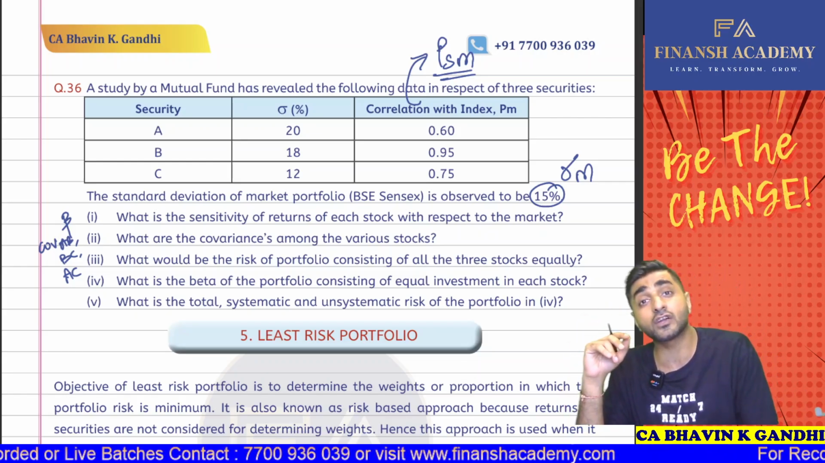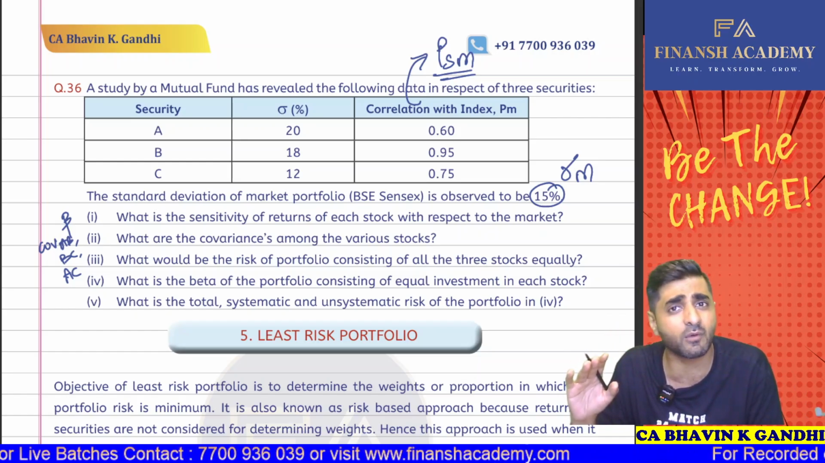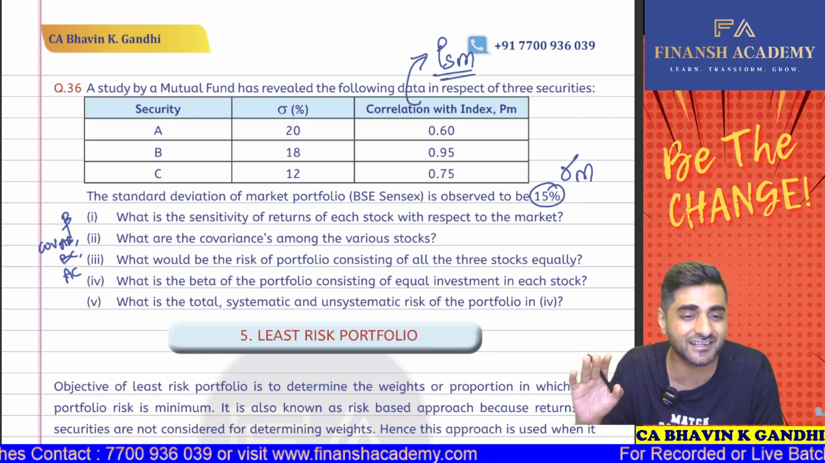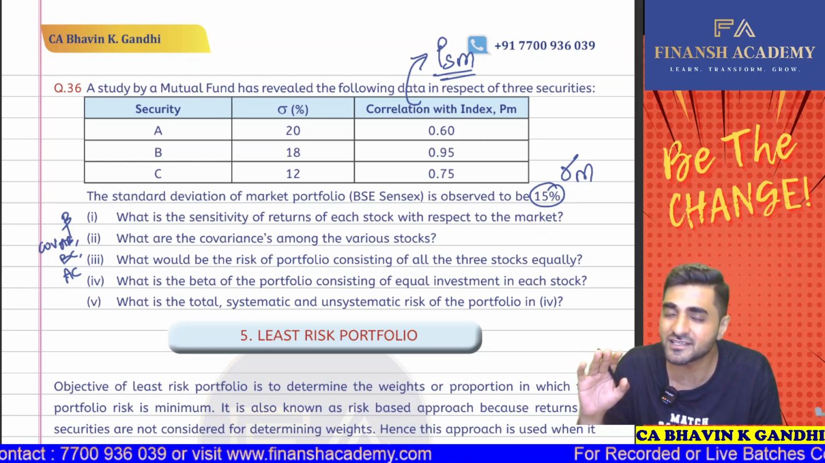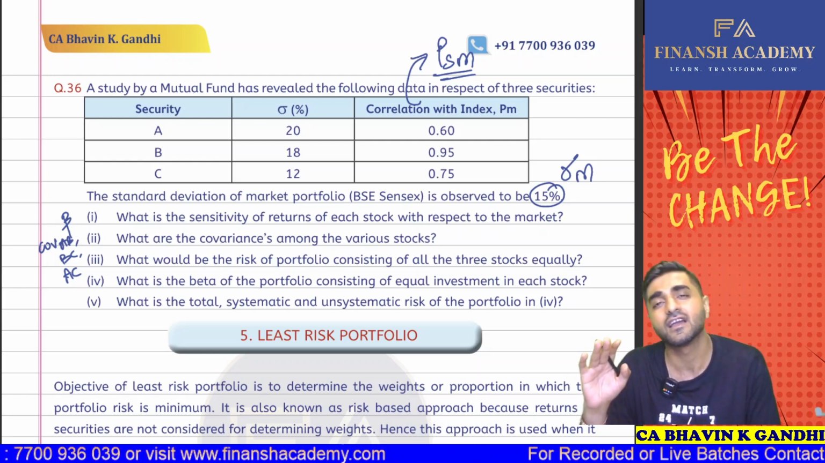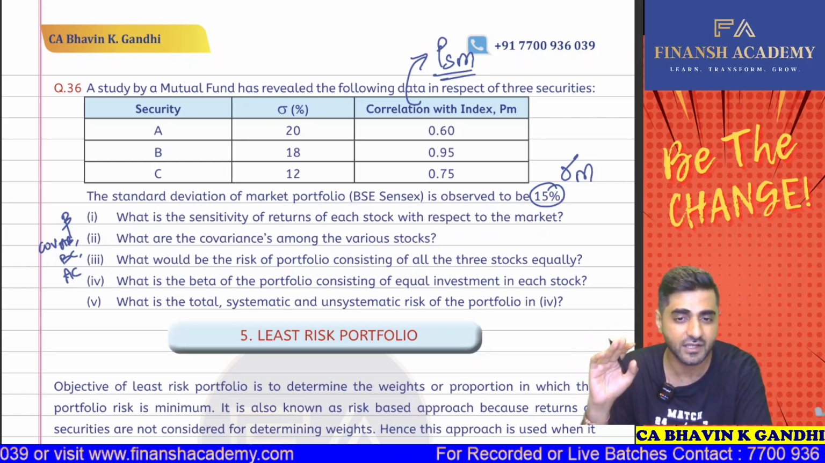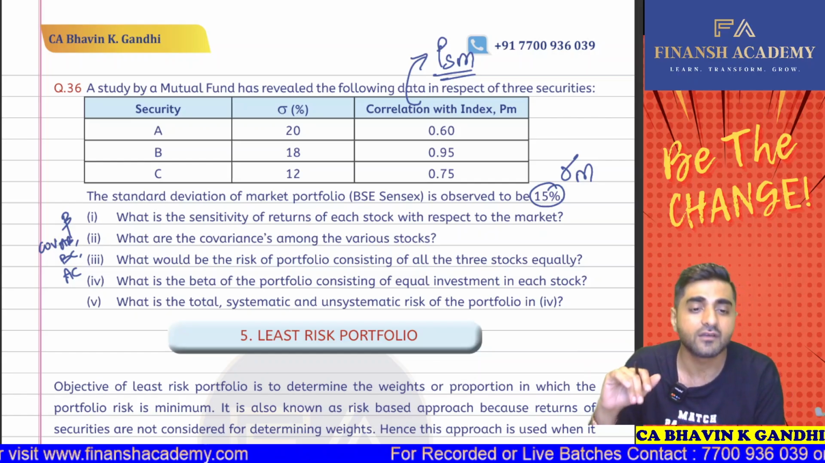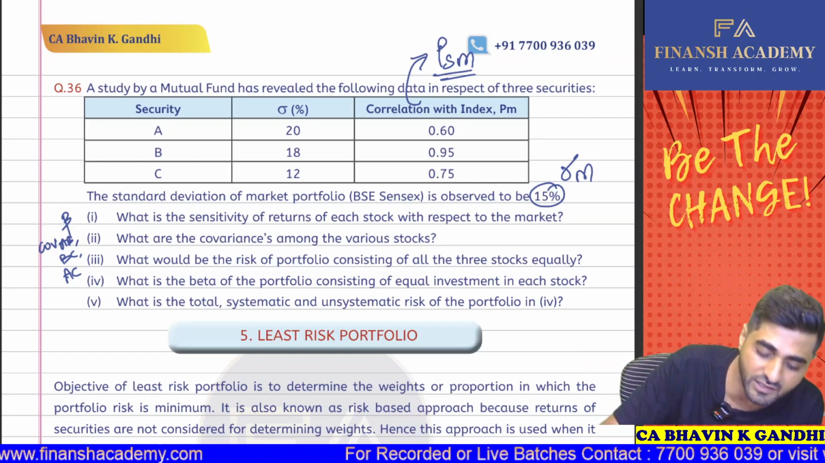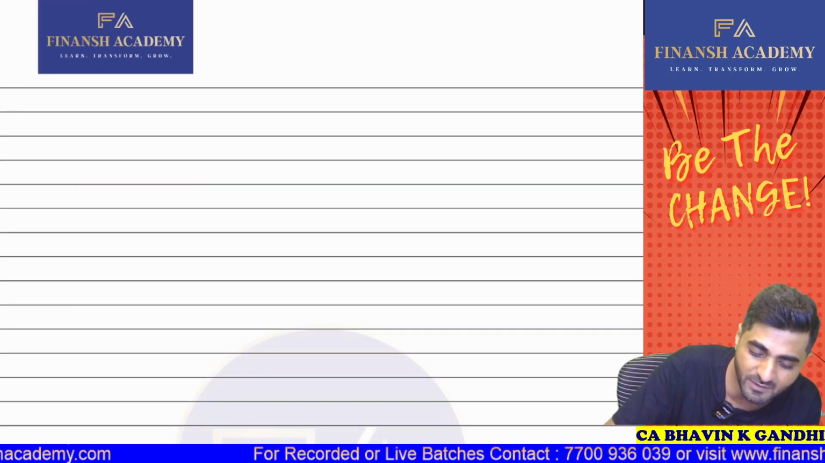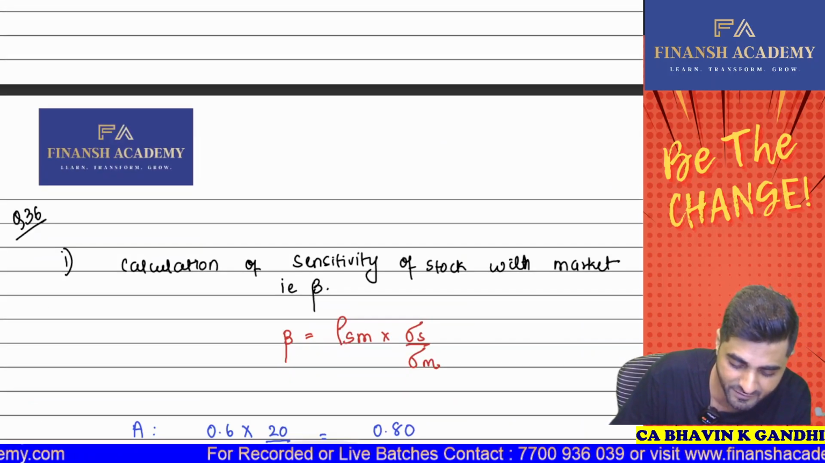Okay. So do we have the total risk of each and every security? Come on, yes or no? Yes, sir, we do have it. As you all can see, security A is 20%, security B is 18%, security C is 12%. So we definitely have the individual risk of these three securities. Now, my dear students, first step is we are required to calculate the security beta sensitivity.